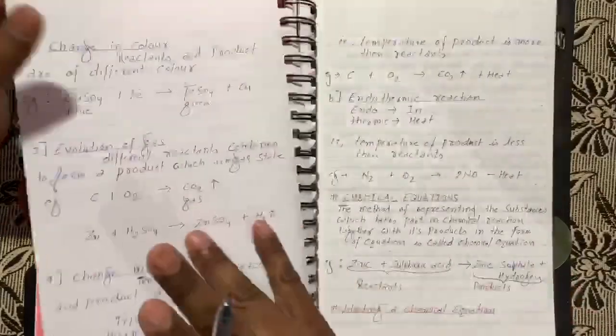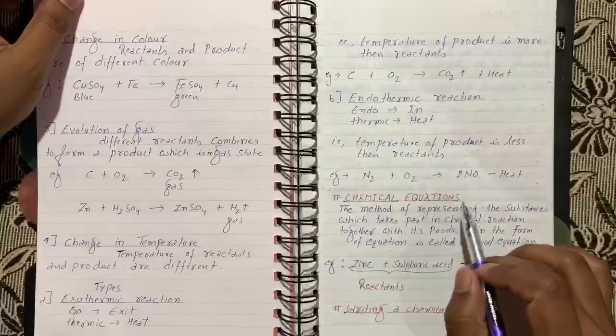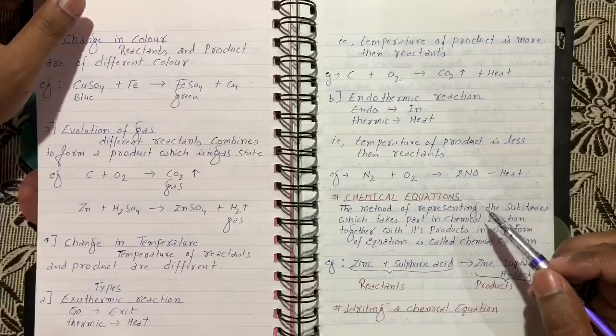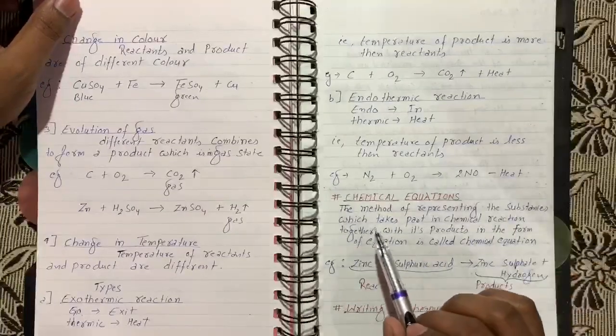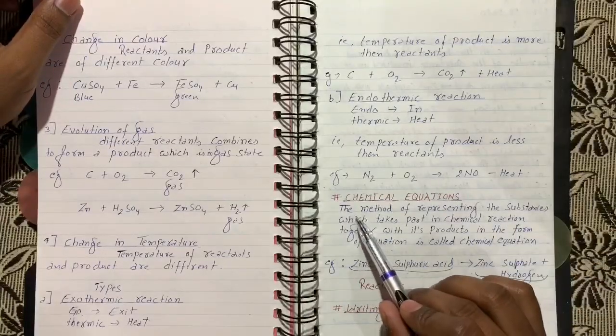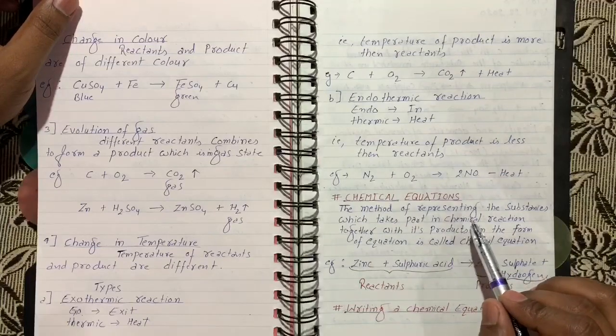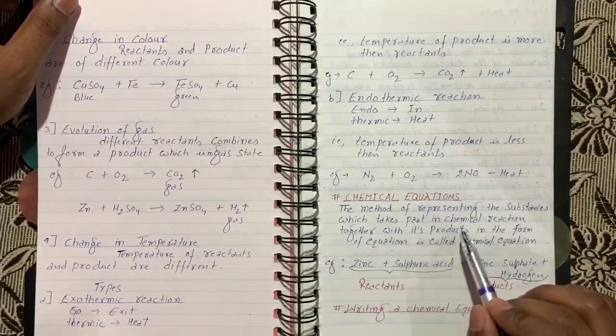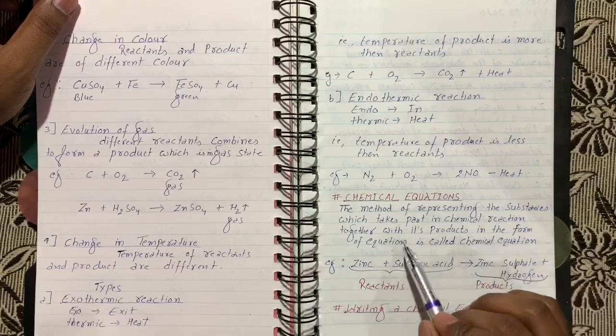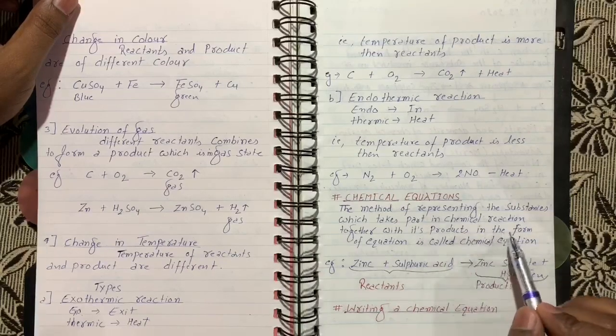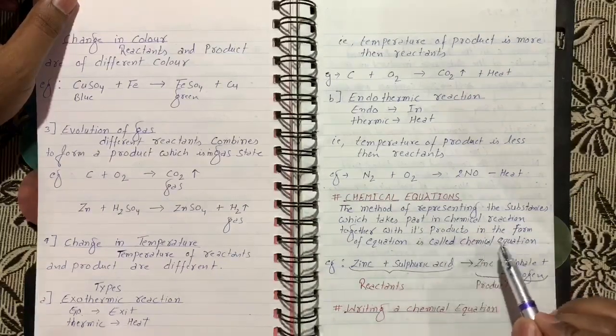Now I'm going to start with the next topic, that is the chemical equation. Now try to understand what the chemical equation is. So I've written here one definition: the method of representing the substances which take part in the chemical reaction, together with its products, in the form of an equation is called a chemical equation.